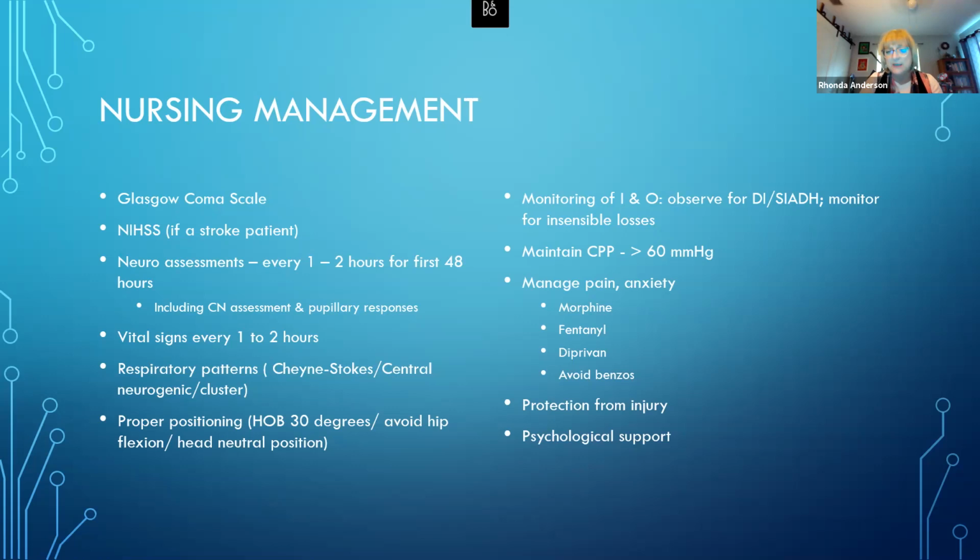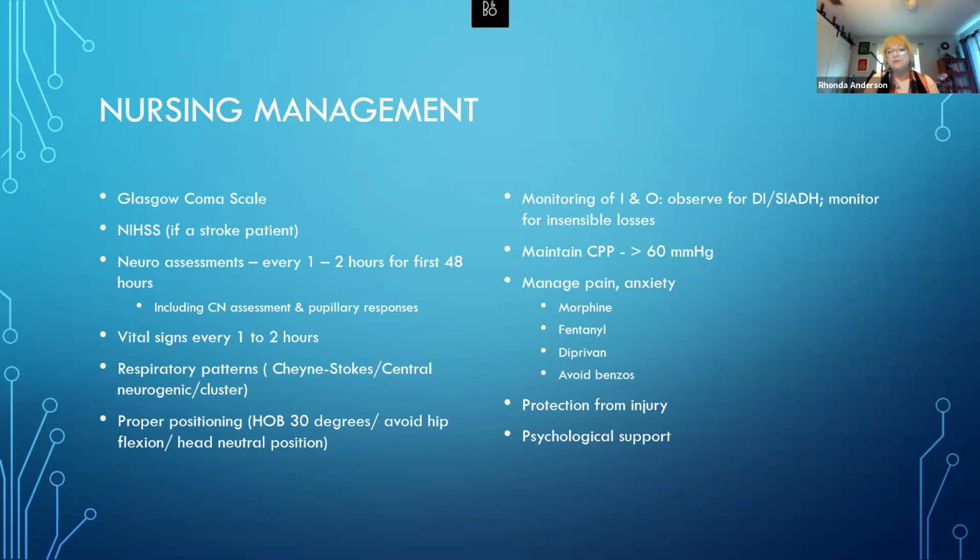We're going to monitor I&O closely, looking for any signs of diabetes insipidus or SIADH, and then we monitor for insensible losses as well. If they're having sympathetic storms, for instance, they can lose a lot of volume from just extreme sweating, okay?